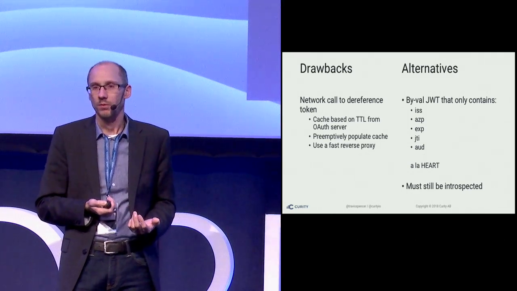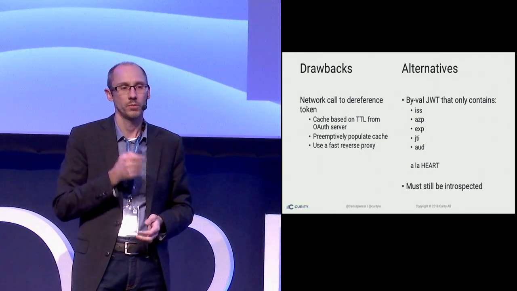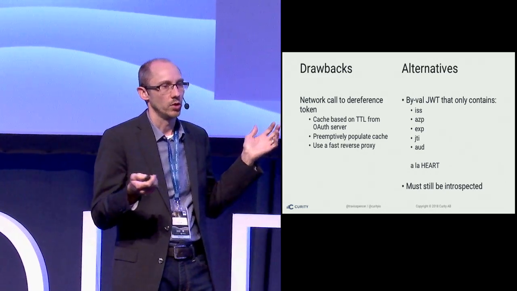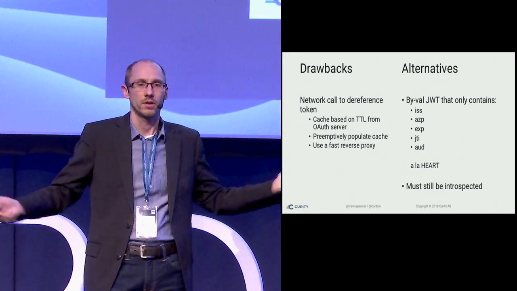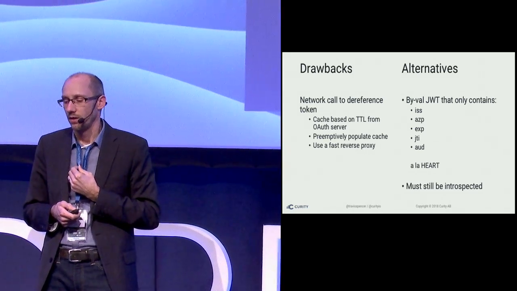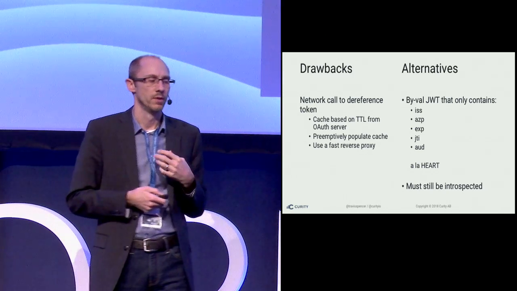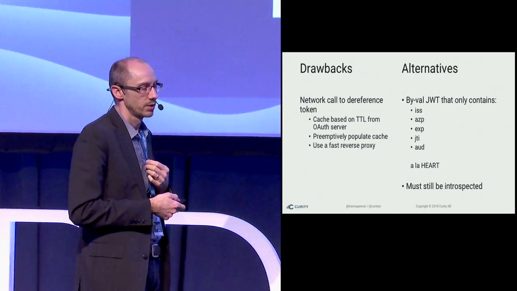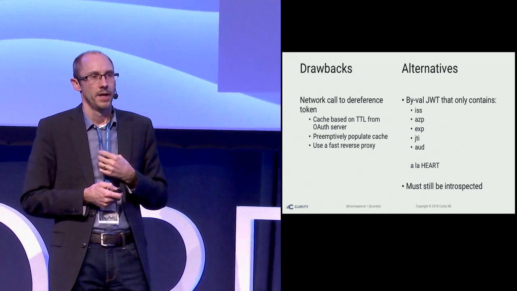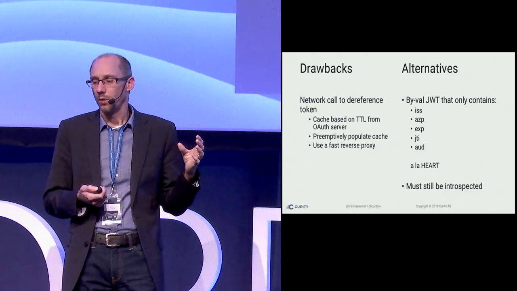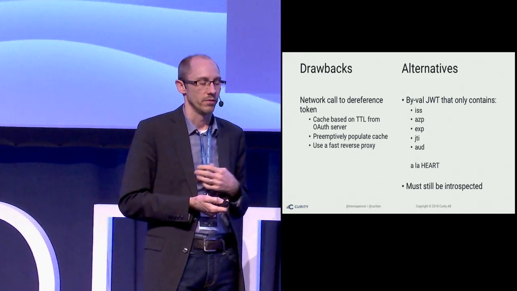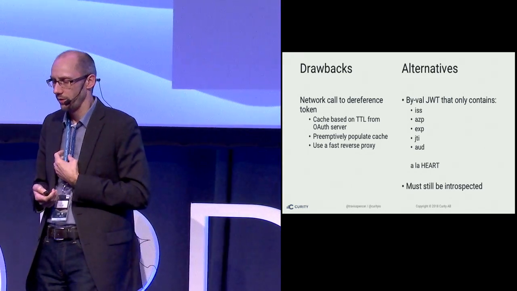Drawbacks: we have the network dereferencing, that sideways call to the OpenID Connect server as we flow into the network. We can fix this by caching the responses. These GUIDs are globally unique, so they can live across our entire API space. So even if you're calling multiple APIs with the same token, they can always be cached to the same values. We also can preemptively populate that cache, and we can use a fast reverse proxy. So this is not a real problem. The alternative is that we use a by-value JSON web token that doesn't include any PII, but once you need that identity data, you'll have to dereference it anyway, so it's not really a very good alternative.